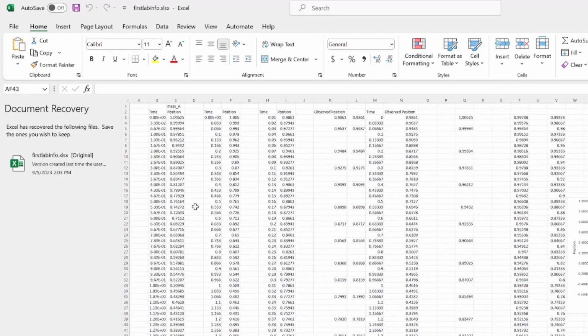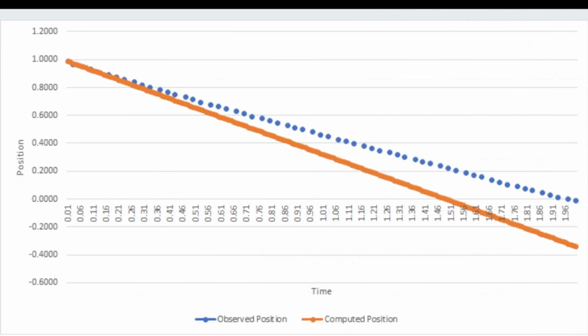We have the times in one row, the positions in another, and then we have the observed position as well from Tracker. You notice there were not that many positions here in comparison to the computer. Here's the graph image showing the observed and computed positions of the cart. You can see the computed position had much more displacement than the observed position.